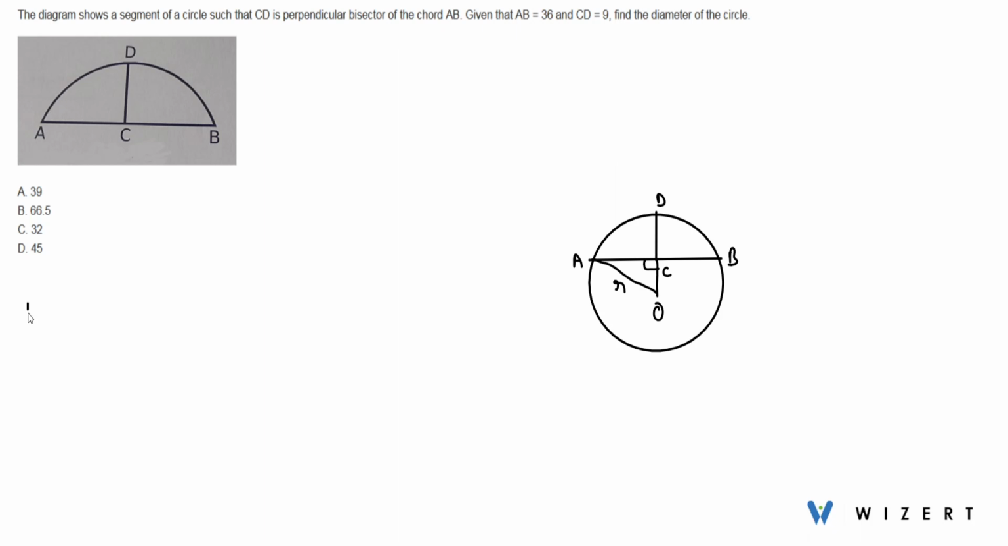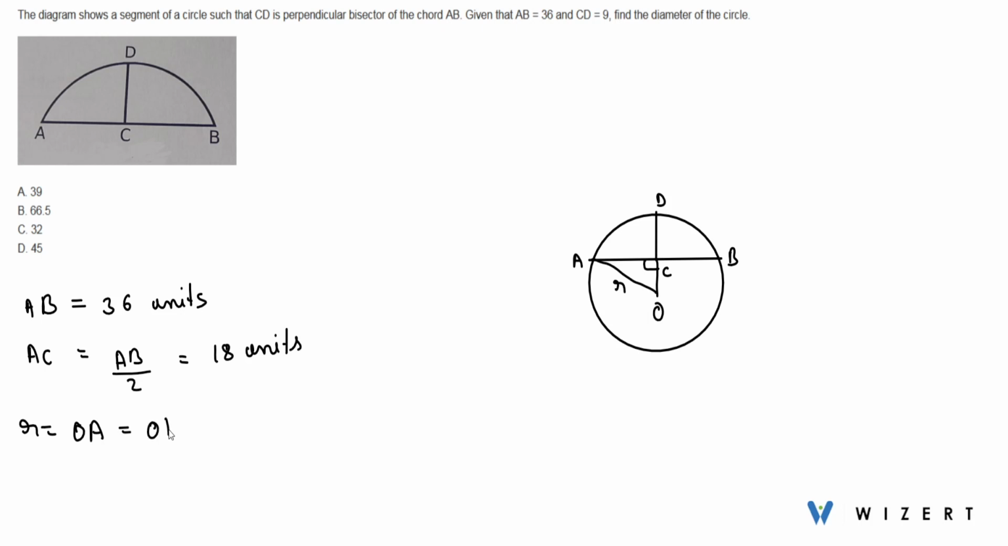So AB is given as 36 units. Therefore AC will be equals AB upon 2, which is equals 18 units. Let radius of the circle be R, as shown in the diagram over here. So R will be equals OA will be equals OD.